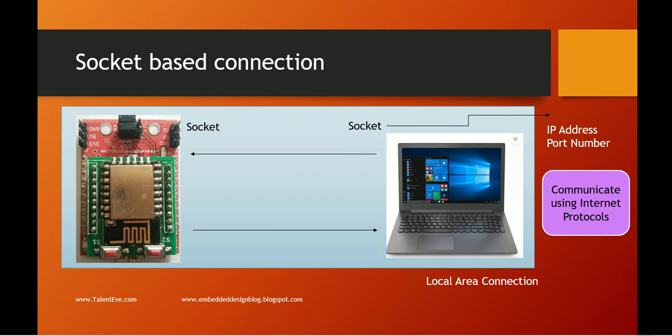We call it connect to it. So the IP address and port number are bound to the particular socket, and the remote device connects to this socket using the IP address and the port. Then we say that they are connected. Basically here, as we are saying TCP/IP, the communication happens over the internet protocols. Right now we are doing it in a local area connection, which means we use a private IP address like 192.168 and communicate between the devices.